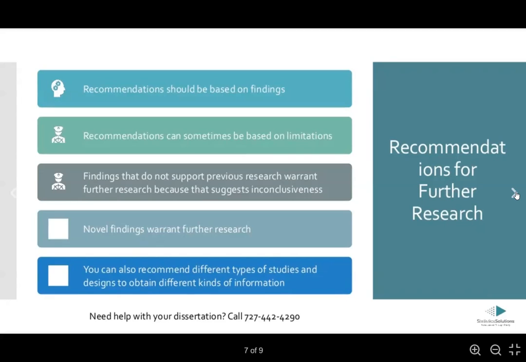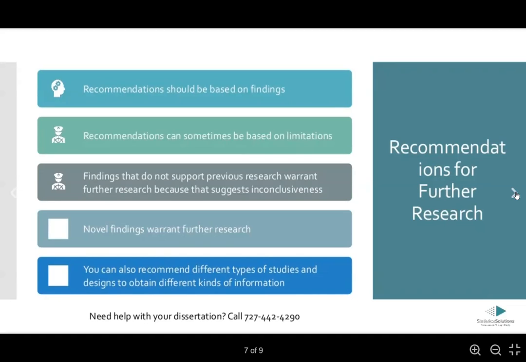Your recommendations for future research can also be based in your limitations. So anything that you have identified as a limitation could potentially be modified, and then the study could be replicated. For example, if your sample size was not what you had hoped it would be, or if your sampling method is something that you think could be changed. So if you used a purposive sample and you think the study would be better suited with a random sample, well, that's a good recommendation for future research as well.